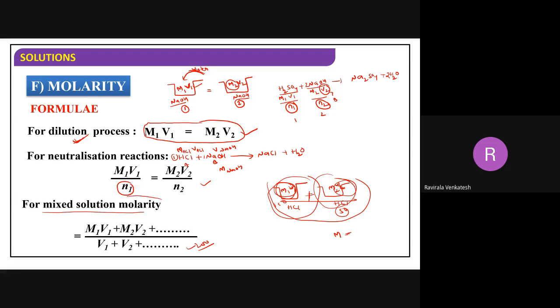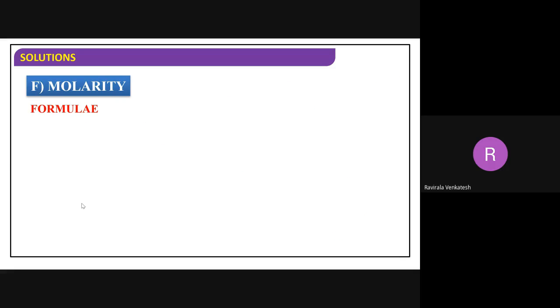So molarity for mixed solution, molarity for neutralization reaction, molarity for dilution solution, all look the same only. M1 V1 is equal to M2 V2, but here you are dividing with N1 and N2. And here, everything you are adding and dividing with total volume. So these are useful formulas; write all these formulas in your notebook so that you can do n number of problems. We'll do some problems also. Next.